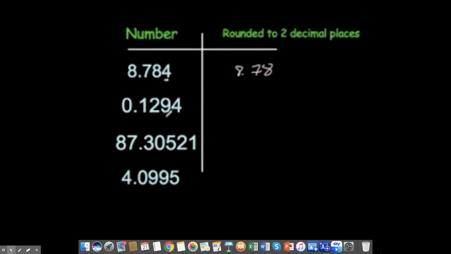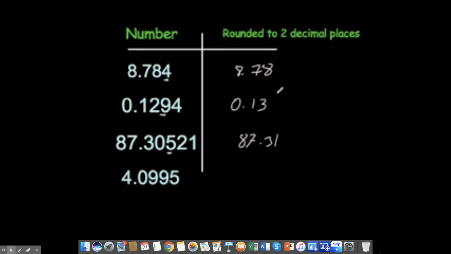0.1294. Well, again, you look at the third number after the decimal point. It's a 9. So you round up. So it's going to be 0.13. 87.30521. Again, you look at the third number after the decimal point, which is a 5. We round up. It's going to be 87.31.